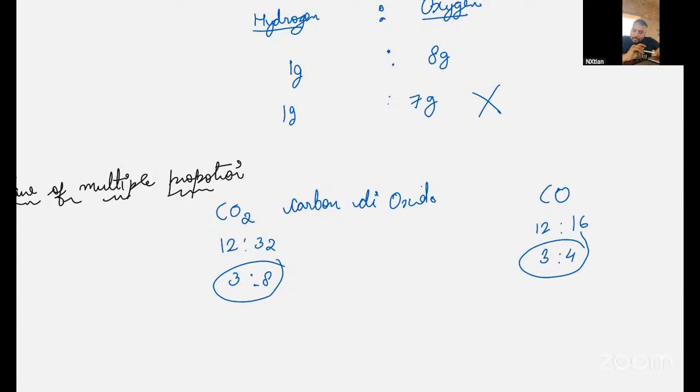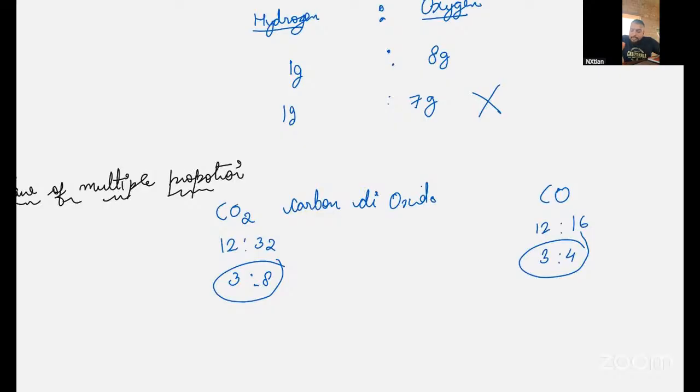The formation of a compound from its elements occurs through the combination of atoms of unlike elements in a small whole number ratio. Correct. Why? Because we learned about the law of constant proportion. Yes or no? Yes, sir. You can write in the bracket law of constant proportion, which is the minimum. Okay, so I'll read this.